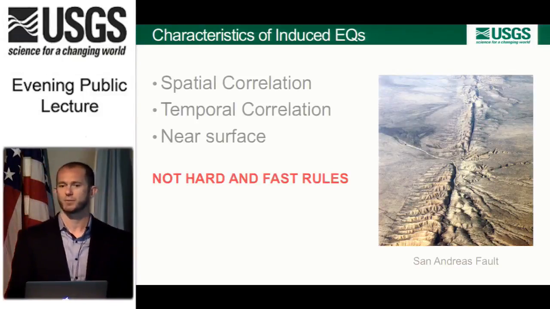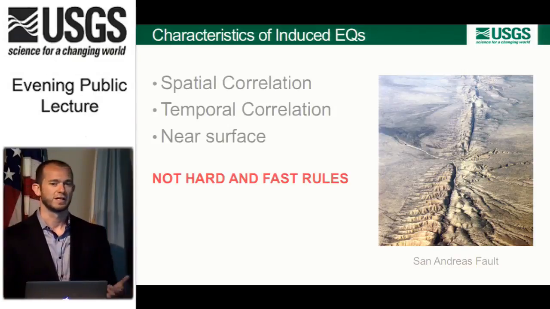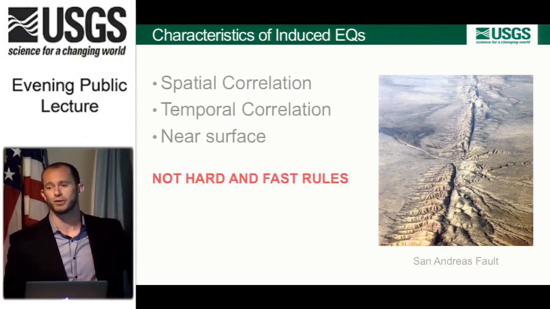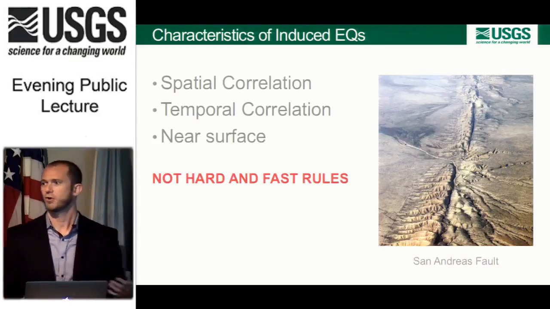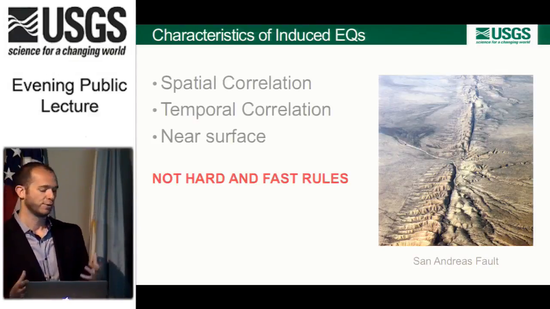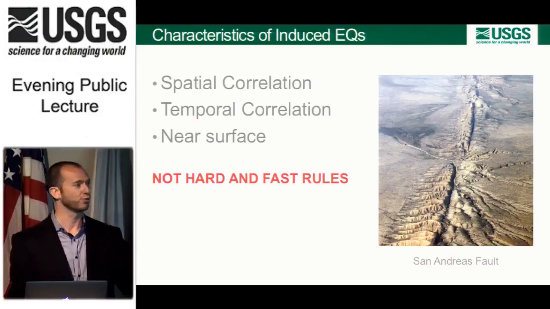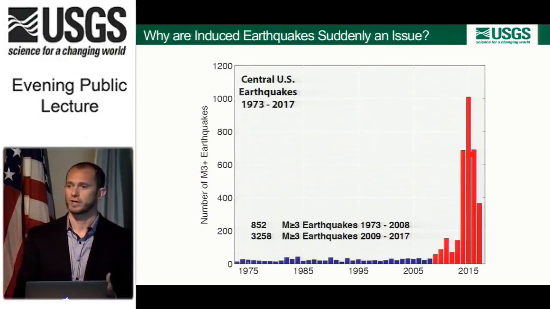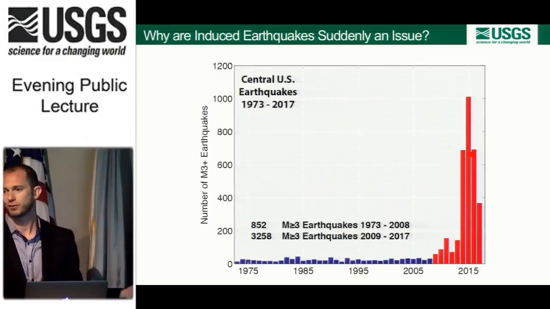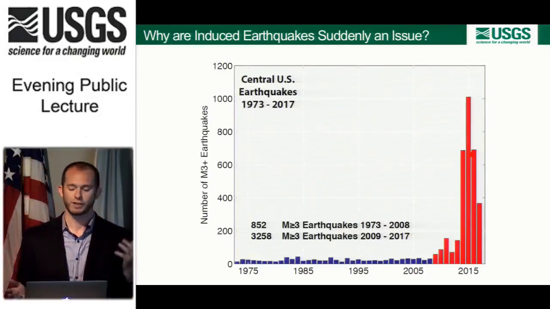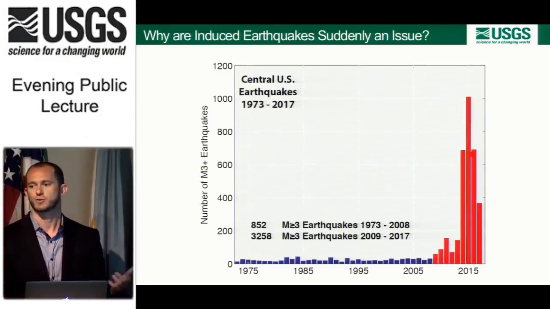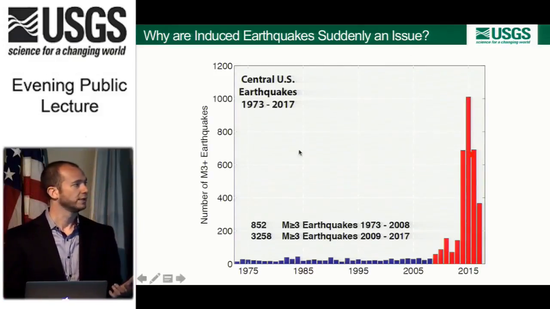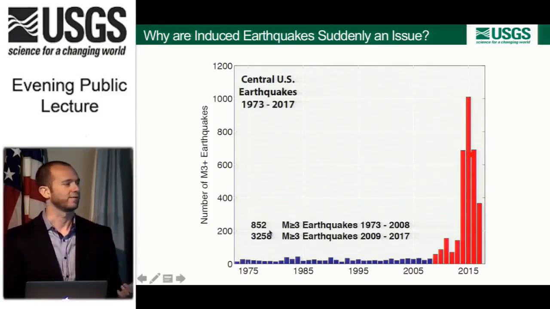There are plenty of examples of induced earthquake sequences that violate one of these rules, and I can actually provide an example that violates all 3 of these criteria. So they're good things to think about, but they aren't something that you can directly rely upon. So why is it that induced earthquakes are suddenly an issue? We've known about these for over 100 years. And what's really happened is this dramatic increase in seismicity that I showed you a little bit earlier in the talk, is that the earthquake rate has increased by more than a factor of 10.